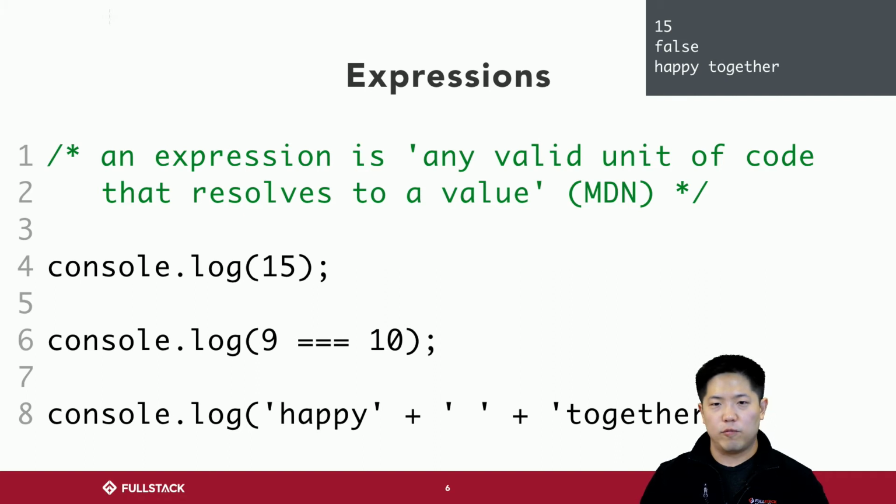So this will evaluate to what we call a Boolean expression, true or false. So does 9 equal 10? Of course not. That's why we get the value false. JavaScript first evaluates the expression to get that false, and then passes that false value to console log, and console log outputs that. And of course, in line 8, we have happy plus space plus together. That is an expression that evaluates down to a single string that is happy space together.